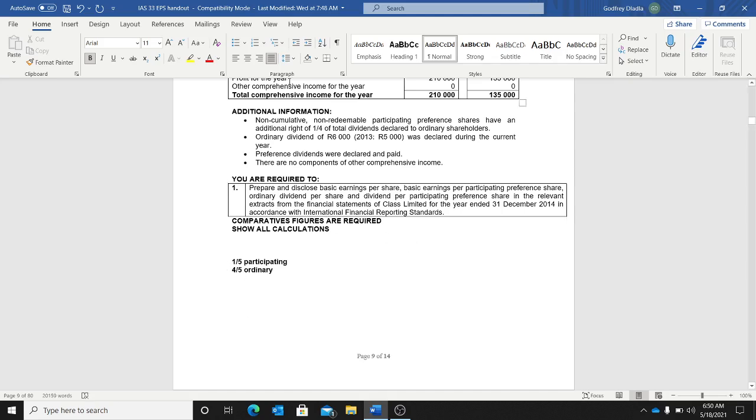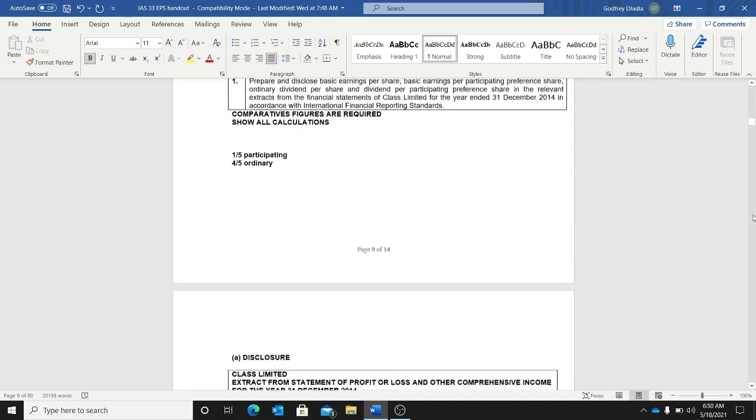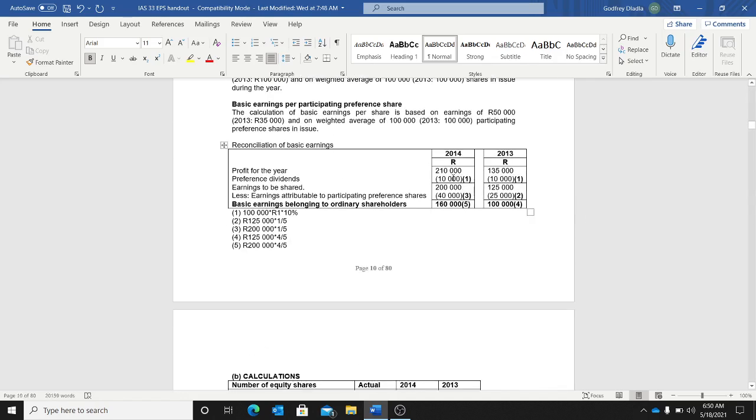Now we know that of the 200, participating will represent 1/5 of that amount. You'll see here, if you look at this amount here, 1/5 will give you this one. Okay, so you can just say 200,000 minus 40, that will give you 160. That is due to ordinary. Now the remainder goes to ordinary.